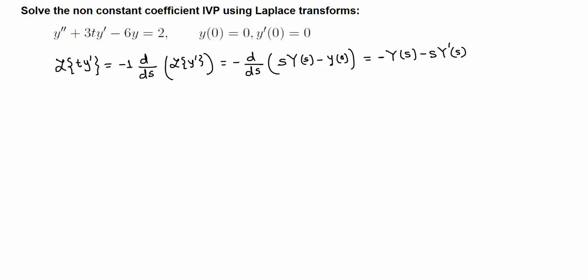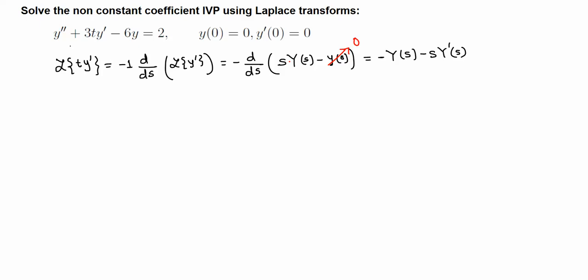By the way, y0 is given as 0, but regardless of the value of y0, because it's a constant, when we differentiate we get 0. Anyways, now we need to find the derivative of this product, s times Y(s). So the derivative of s is 1 times Y(s), plus s times Y prime(s), and we need to distribute this negative sign. Now we found the Laplace of ty prime, the middle term here.